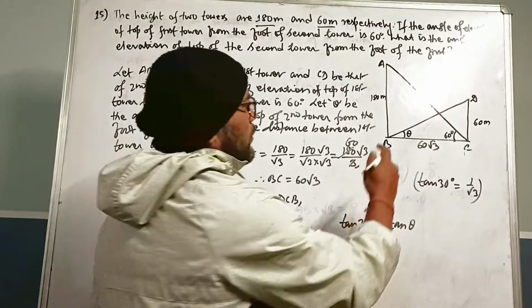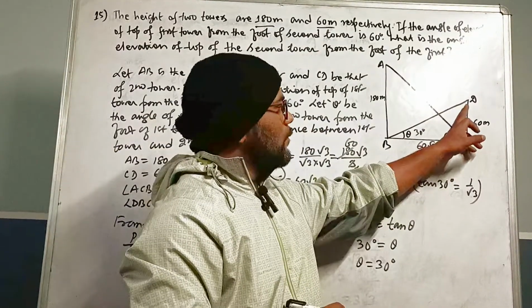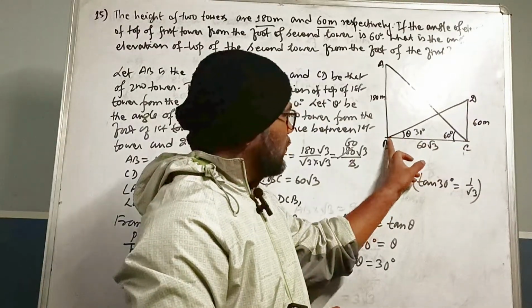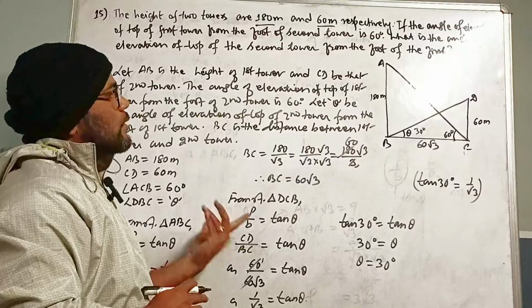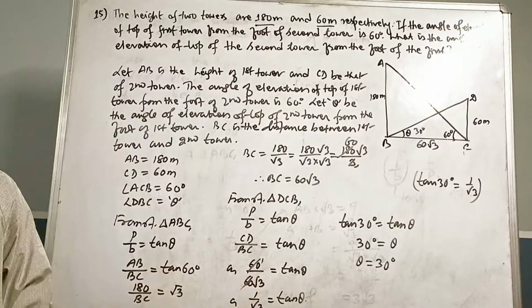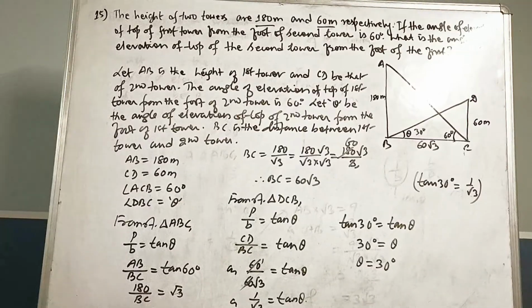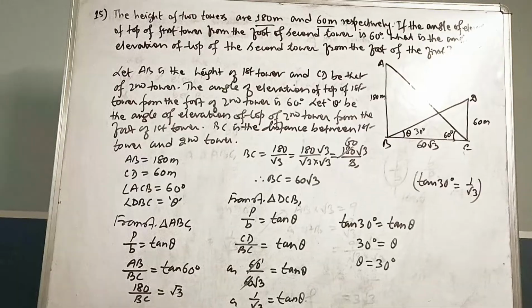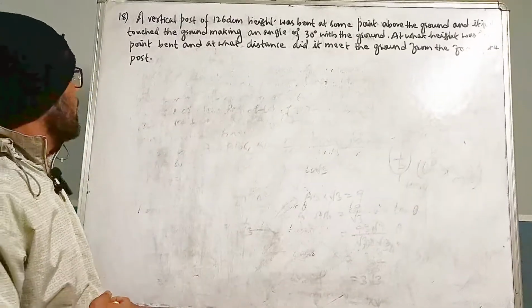So we got the value of theta as 30 degree, which is the angle of elevation of top of the second tower from the foot of the first tower. Hope you have understood. Let's go to the next question.